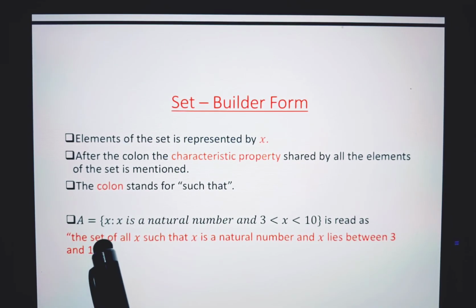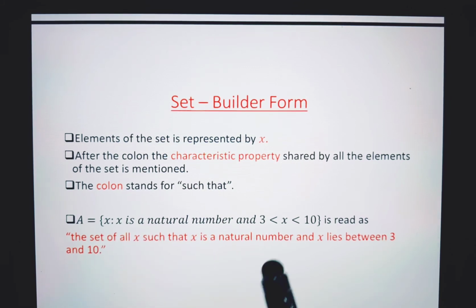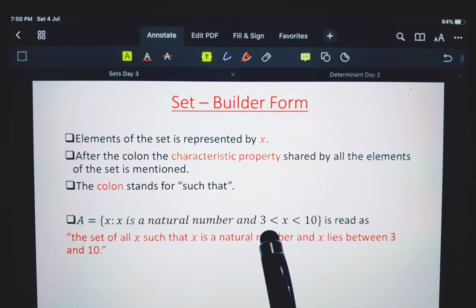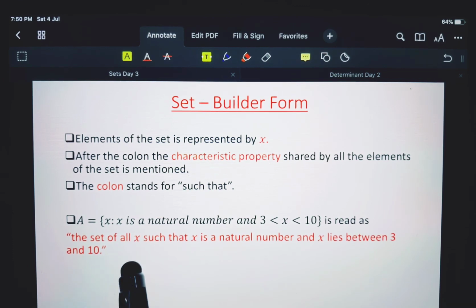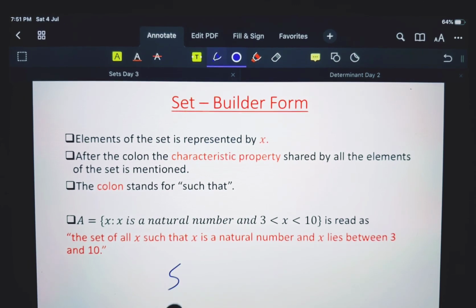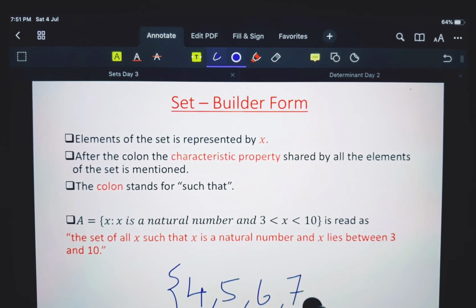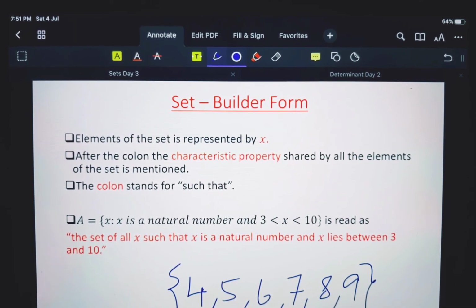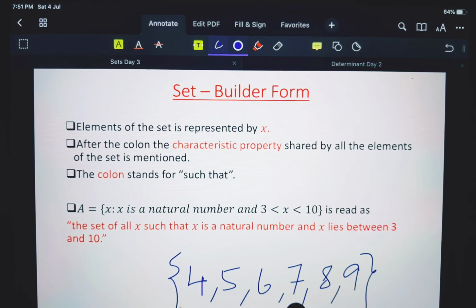A is given by x colon, x is a natural number and 3 less than x less than 10. How should I read this? The set of all x such that x is a natural number and x lies between 3 and 10. Understood? Now if I have to write this in roster form, it will be 4, 5, 6, 7, 8, 9. This is our set. This is set builder form. This is our roster form. Understood? Clear?